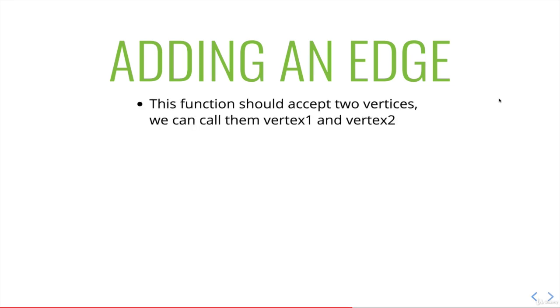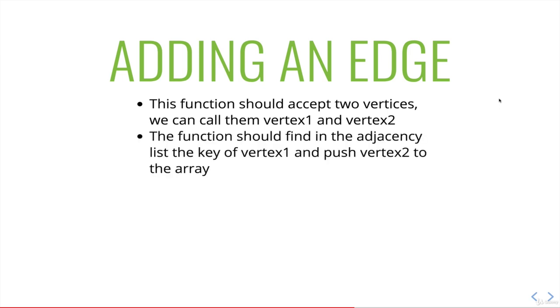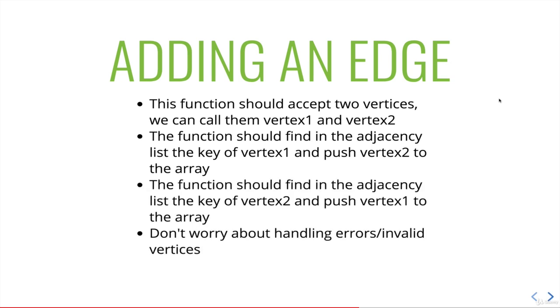Okay, so an edge will represent a flight from one city to another that our airline offers. So to actually add an edge, we need to specify the two cities, the two vertices. We'll just call them vertex 1 and 2. So the function called addEdge needs to accept two arguments, v1, v2, vertex 1, vertex 2, whatever you want. And it should find in the adjacency list the key of vertex 1, and then push vertex 2 into that array, and then do the same thing for vertex 2. So it should find in that adjacency list the key of vertex 2 and push vertex 1 into that array.